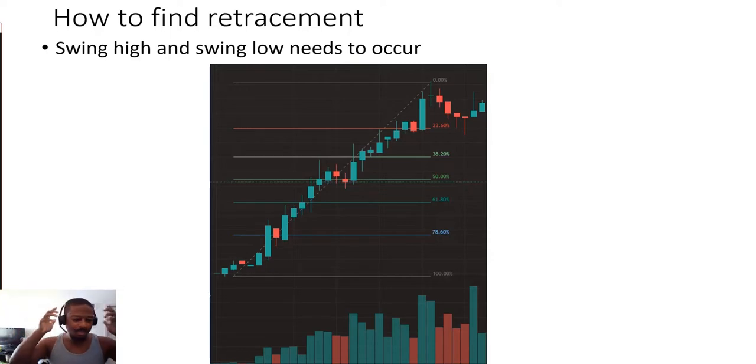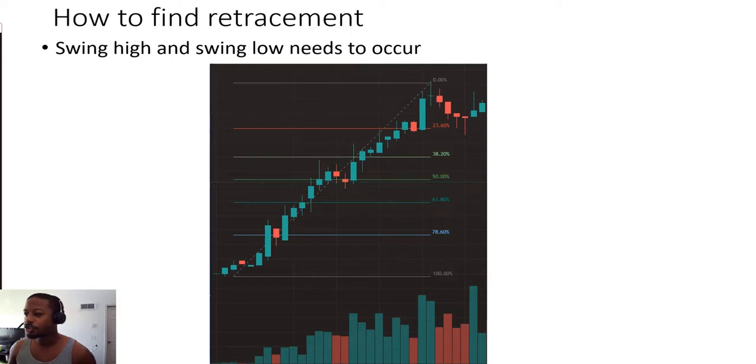So you're probably wondering, okay, Eric, I know about it, I know when to use it, now how do I find the retracement levels? How do I know more about it, what to do with it? So you typically will find the retracement levels when a swing high and a swing low occurs. That has to happen in order for you to be able to plot the Fibonacci retracement tool, okay?